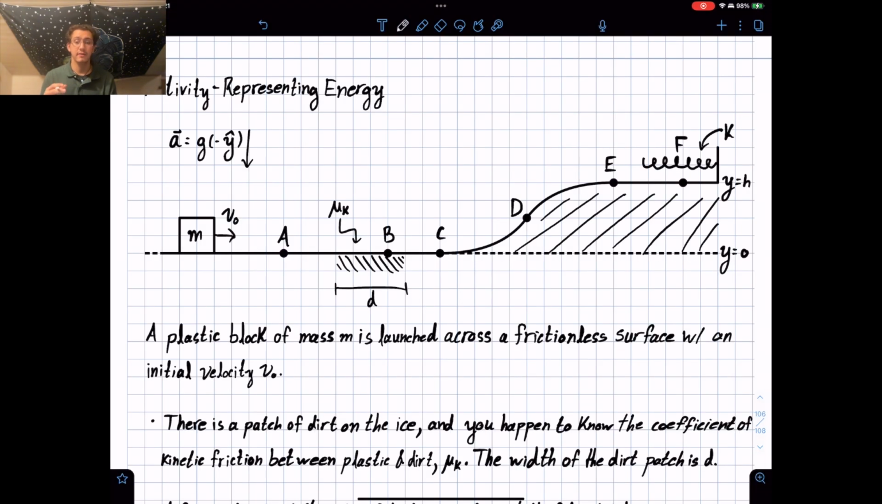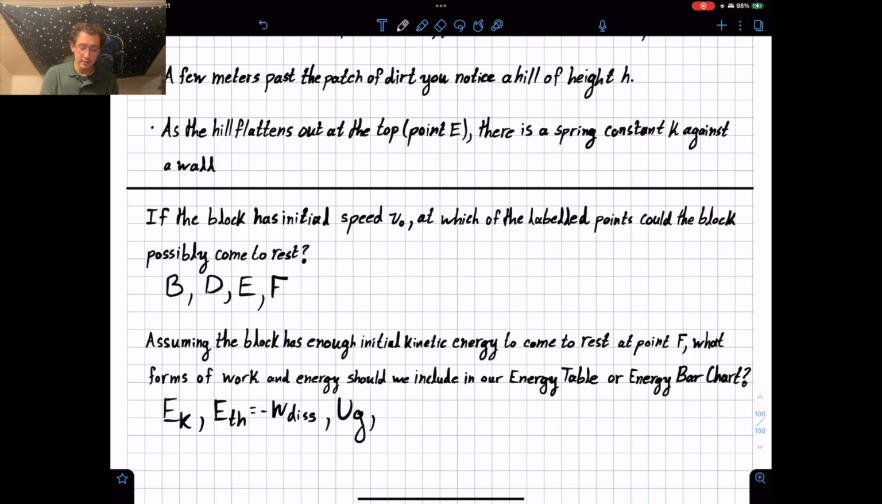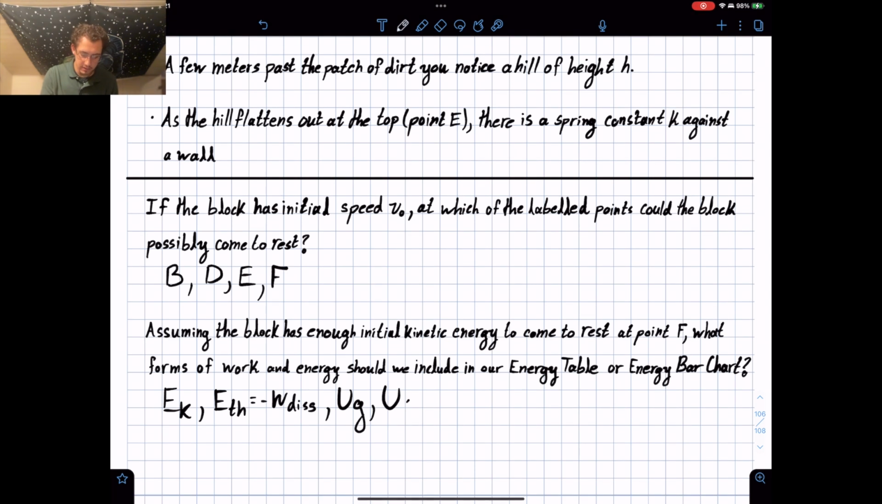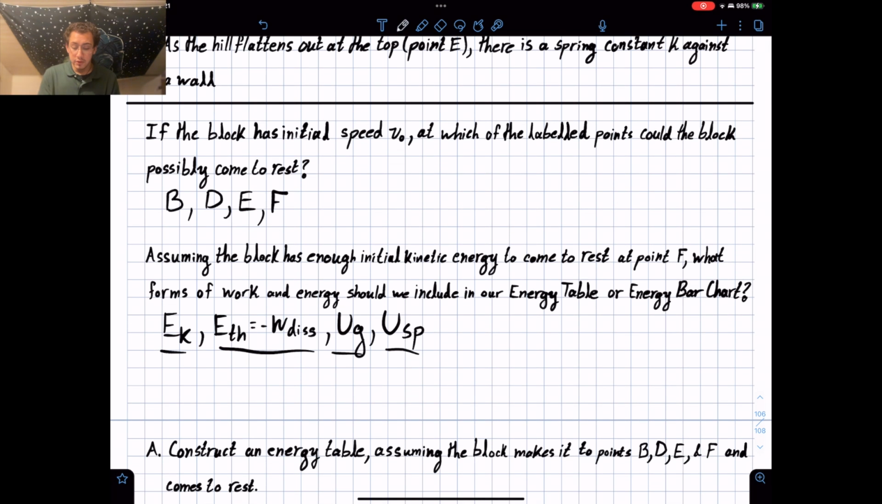So springs have a potential energy associated with them. And by compressing this spring, we add energy into the spring and store that energy there. Okay, so let us also add U spring. So these are our 4 types so far, and those are what we're going to deal with for the rest of this problem. So those are what's going to go into the energy table and the energy bar chart.